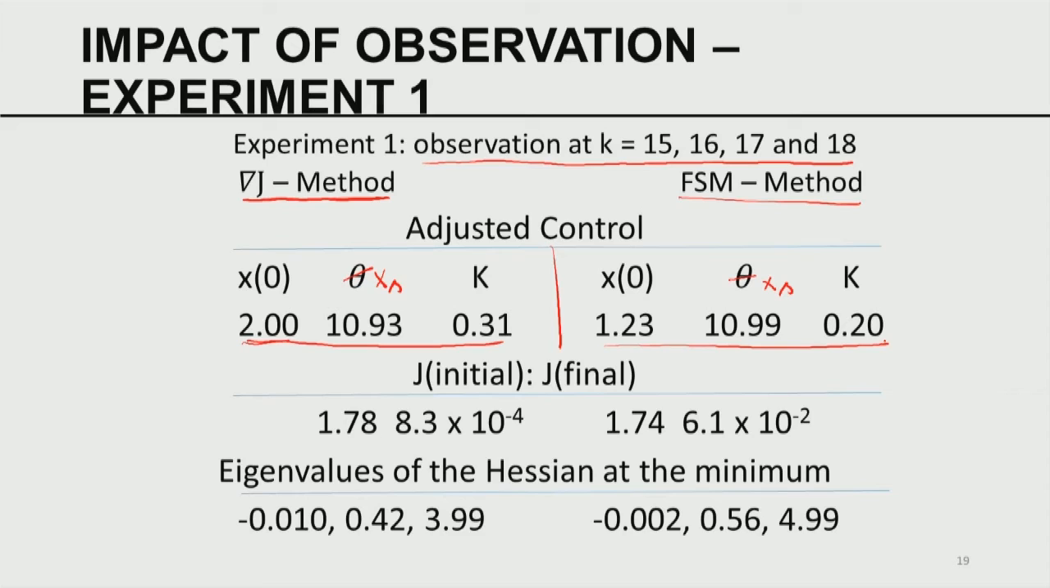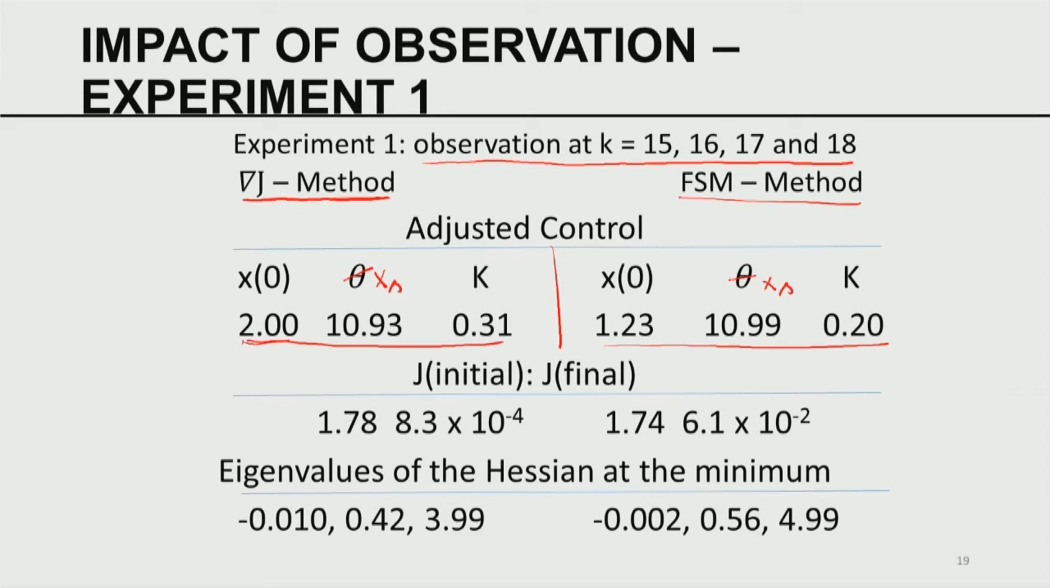Now you can see the true value of the initial condition is 1, the true value of the parameter was 0.2. FSM has recovered the true initial condition and the true parameter, and the boundary condition, I think was 11, and is pretty close.